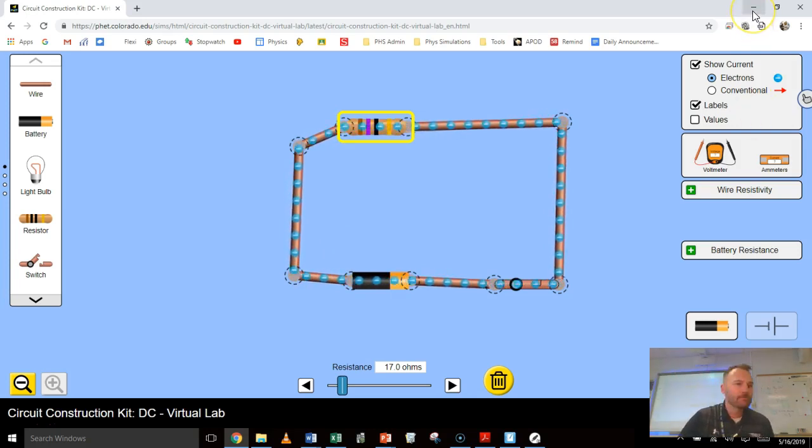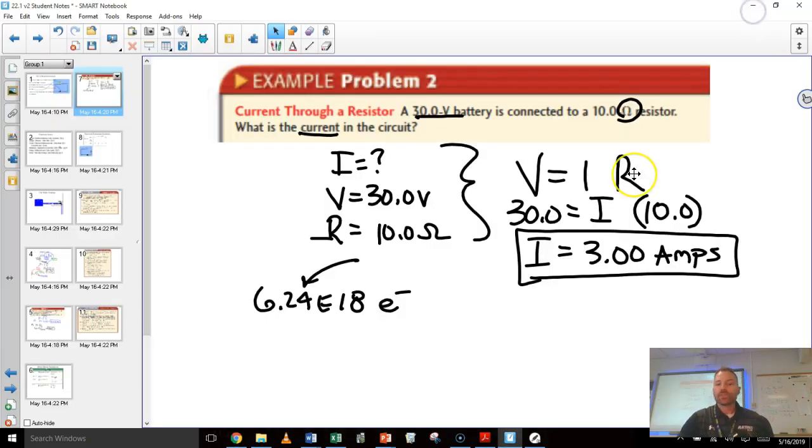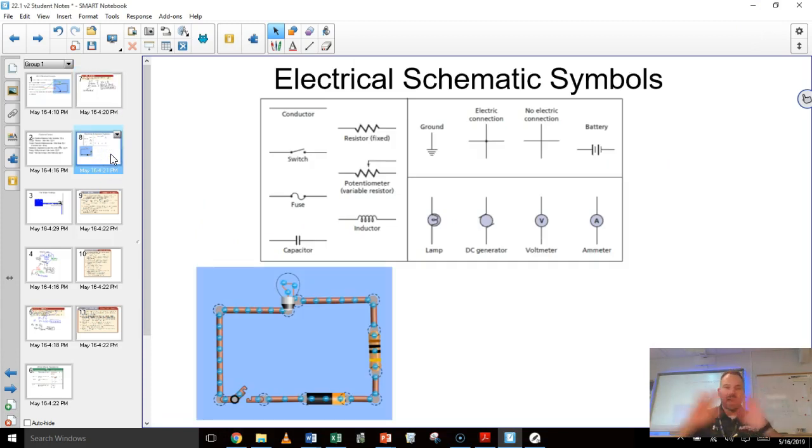All right, kids, that's enough of me talking at you. So this is what we call Ohm's law. Oh no, I have one more thing. I'm sorry. I forgot about our schematic symbols.